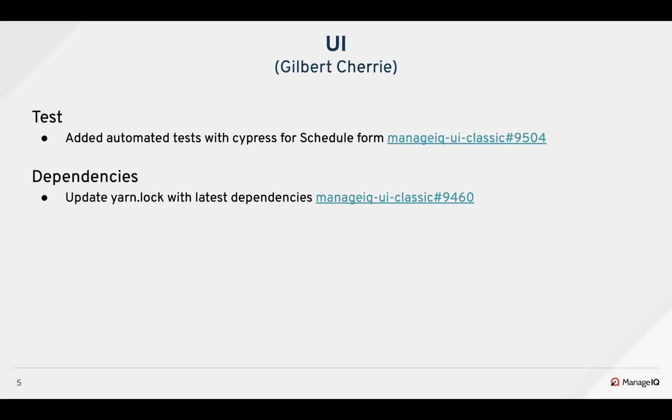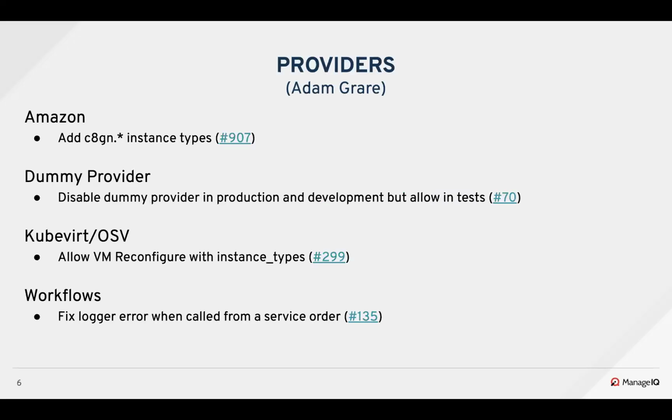Thanks, Jason. So for the UI, we only had two PRs merged this sprint. One was a test PR. I believe Asavad added automated tests for the schedule form, and I merged the MIQ bots update url.lock with latest dependency PR. That's it for the UI. Next is Adam.